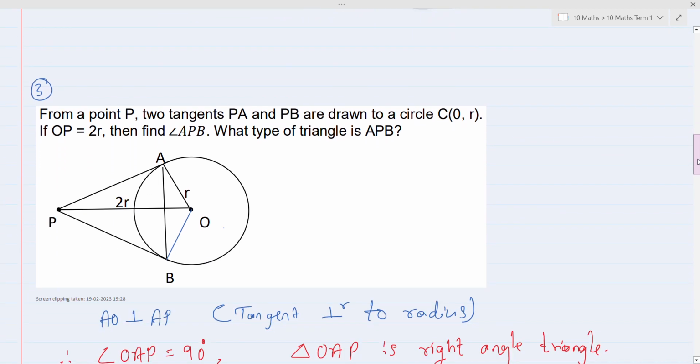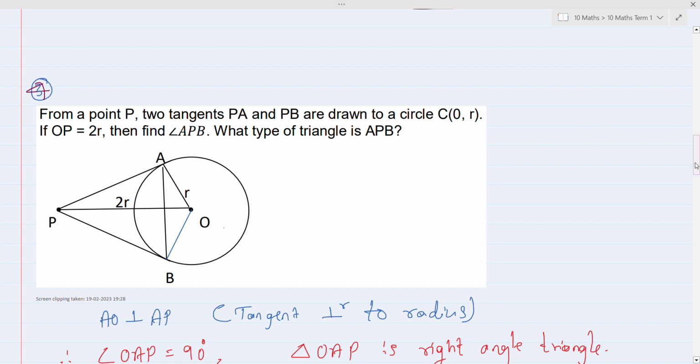So we continue with the next question. This question is the fourth question. From a point P, two tangents PA and PB are drawn to a circle C with center O and radius R. So if OP is 2R in measure, then find the angle APB and what type of triangle APB is. These are the two questions.